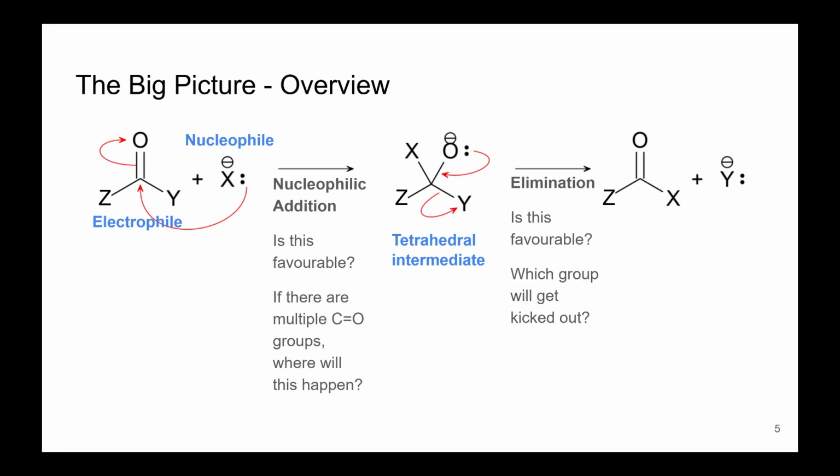Because if we kick out X, isn't it just the reverse of the nucleophilic addition? In other words, if X gets kicked out to a large extent, doesn't that mean that the nucleophilic addition is not very favorable? So those are questions we must consider. And the group that gets kicked out is called the leaving group.